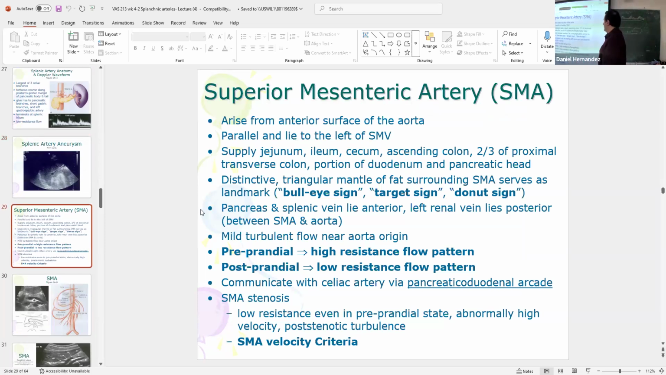All right, so SMA now. Now we're moving down a little bit more inferior to get into the SMA. It also arises off the anterior surface of the aorta. It's parallel and lies to the left of the superior mesenteric vein. If you get any relational anatomy questions, the nice thing about our body is if you can remember the orientation of aorta and IVC, the aorta is to the left of the IVC, and these are the same. The body likes to keep things nice and symmetric. So the artery is to the left of its corresponding vein.